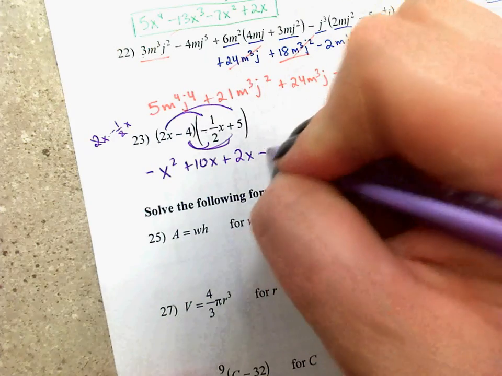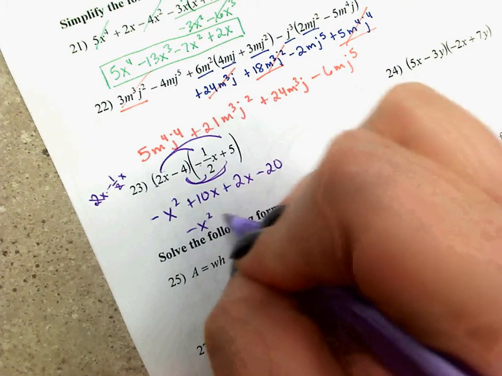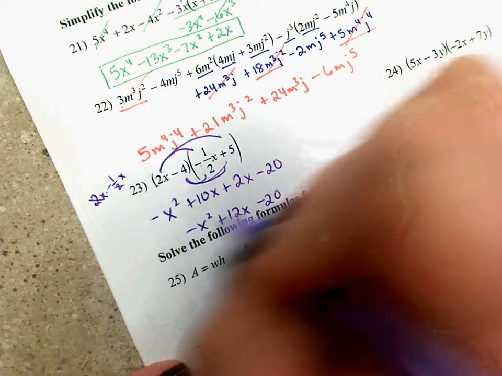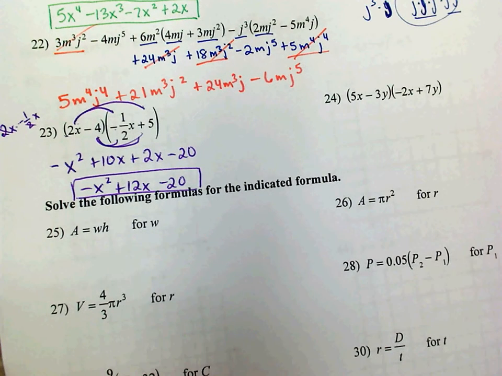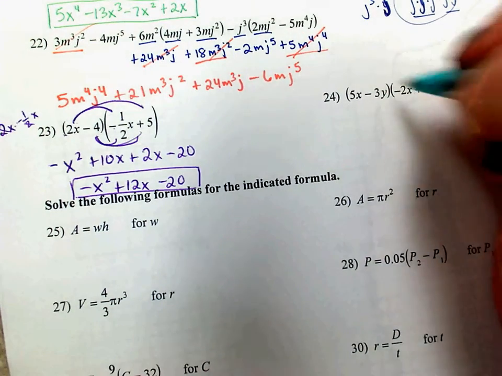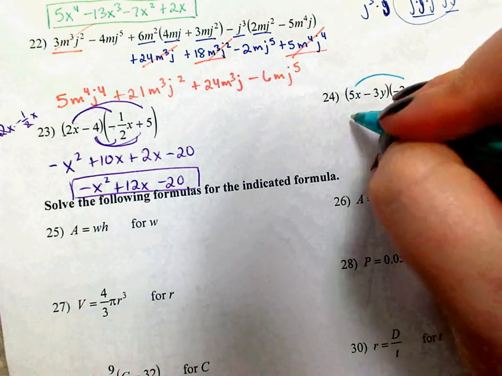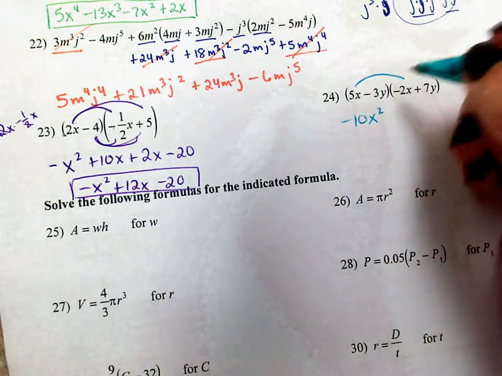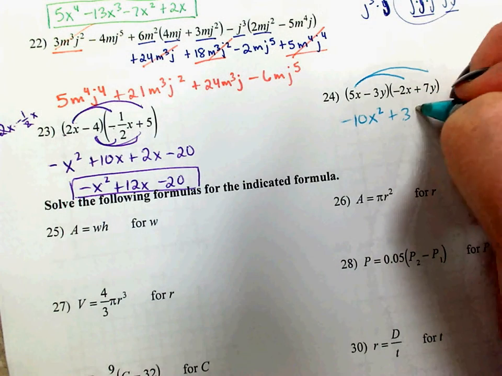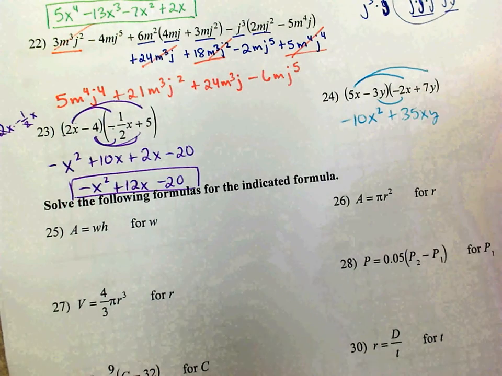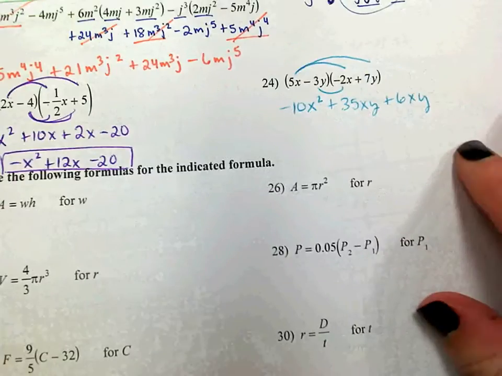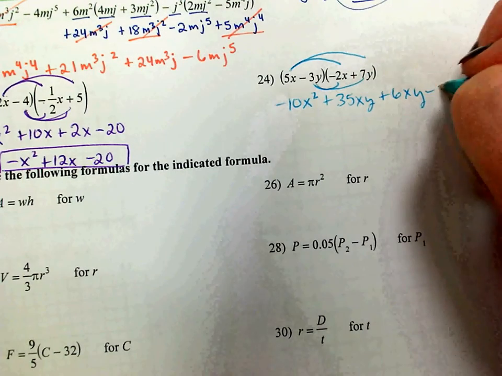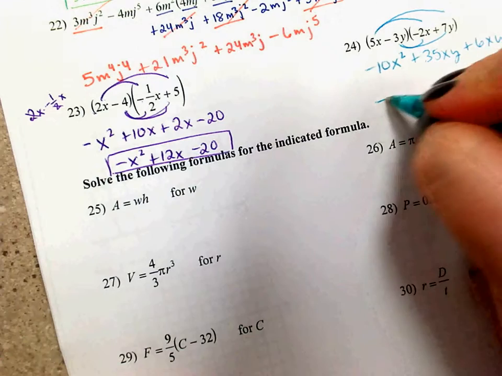Okay. On the next one, we need to distribute as well, but we've got 2 different variables, that's okay. I've got 5x times negative 2x, it's a negative 10x squared. I've got 5x times 7y, that's a positive 35xy. I've got a negative 3y times a negative 2x, that makes a positive 6xy, or yx, but I'll go ahead and do the same order. And negative 3y times a positive 7y is a negative 21y squared. So we combine like terms: negative 10x squared, 35 plus 6 is 41xy, and then minus 21y squared. Okay?